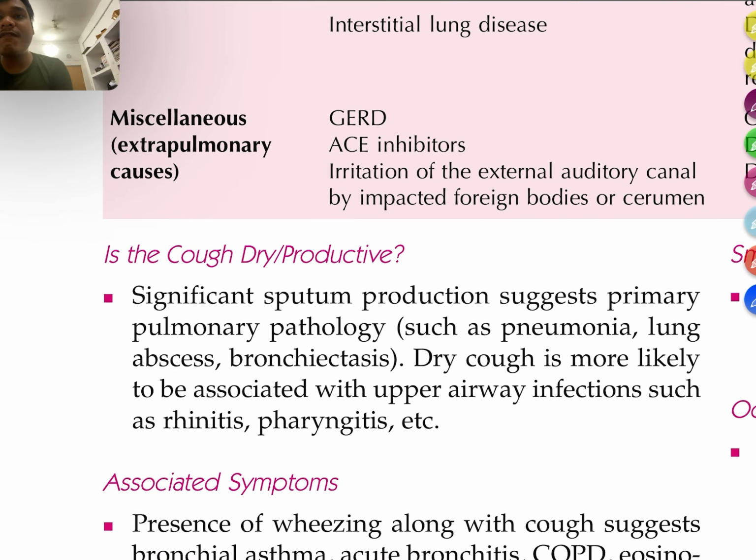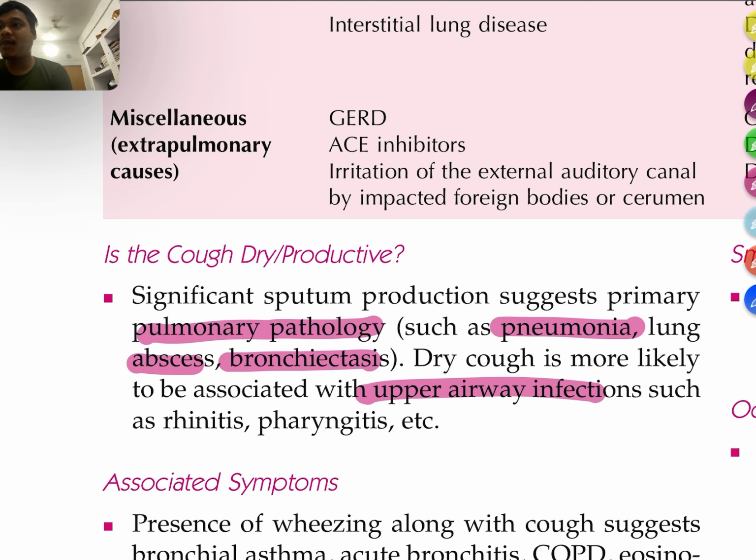Next, whether the cough is productive or dry. What is its significance? Significant sputum production suggests primary pulmonary pathology. If sputum is produced, then the pathology is in the lungs, that is pneumonia, lung abscess, or bronchiectasis. Whereas if there is dry cough, then the pathology is in the upper respiratory tract, that is rhinitis or pharyngitis.